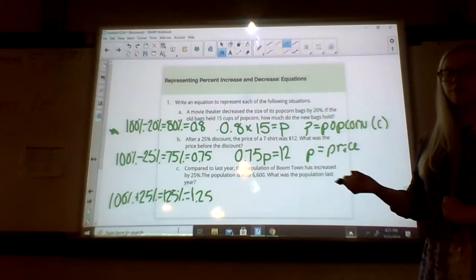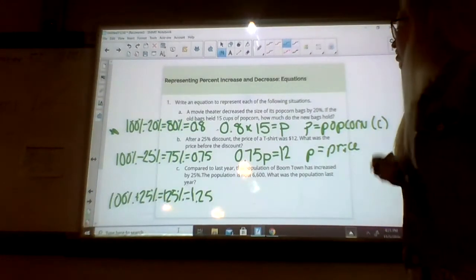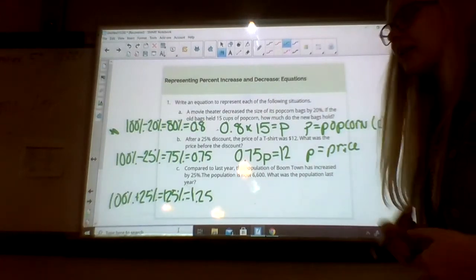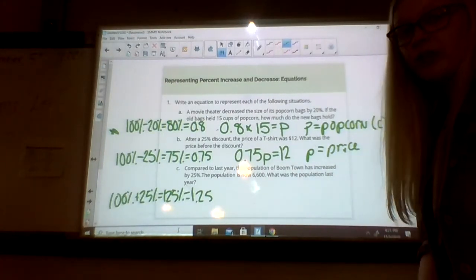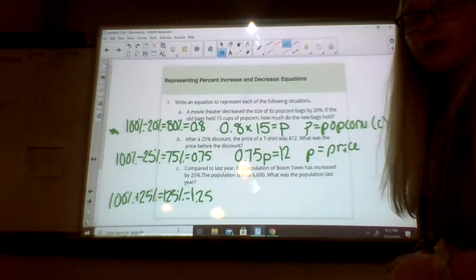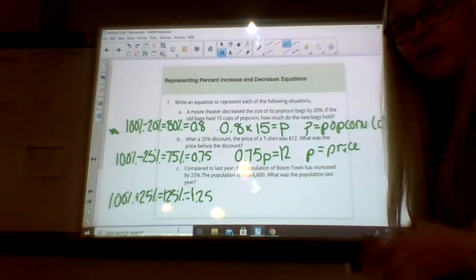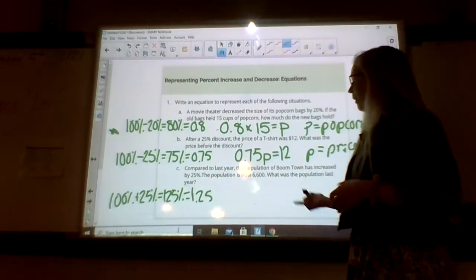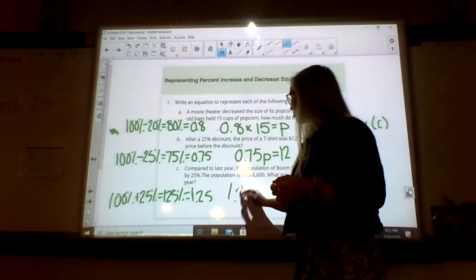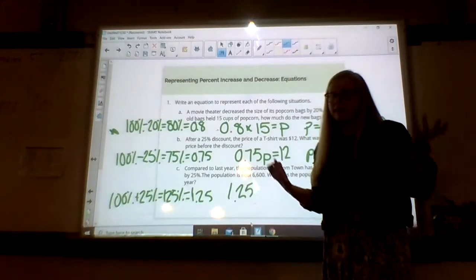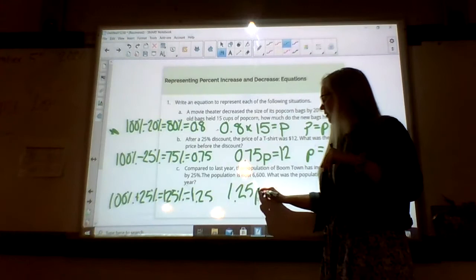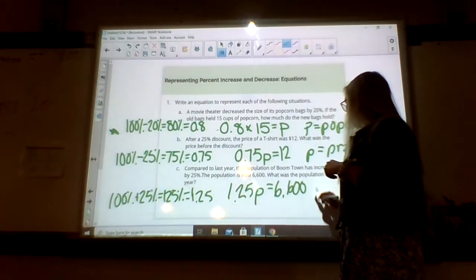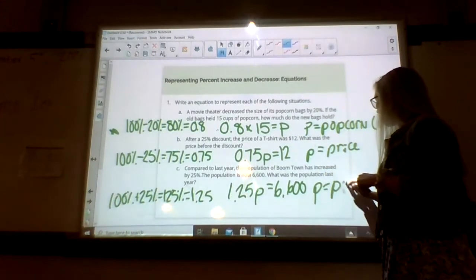Okay, so we found our percent that we're trying to find. The population now, after this 25% increase, is 6,600. What was the population last year, or what was the initial population? Well, I don't know my initial population, so we're going to take 1.25 times the initial population, whatever that is, and that should give us 6,600, where P is the initial population.